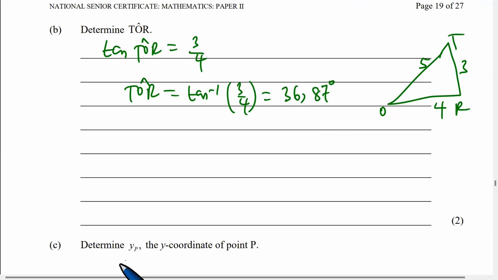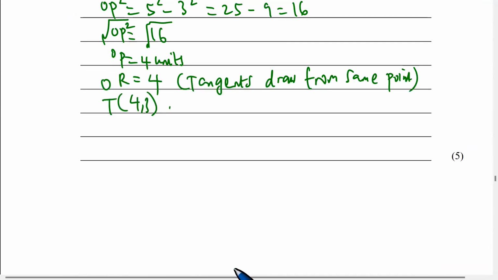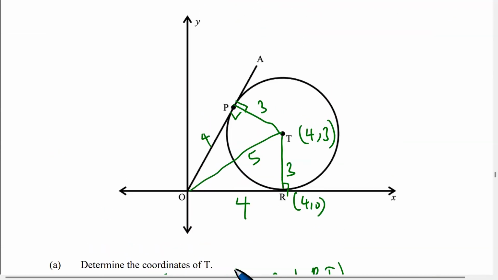So now determine YP, the Y coordinate of P. How do you find the Y coordinate of P? Right, so we can easily find the Y coordinate of P, because this shape here is a kite.